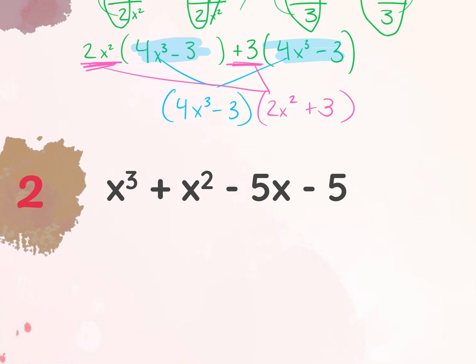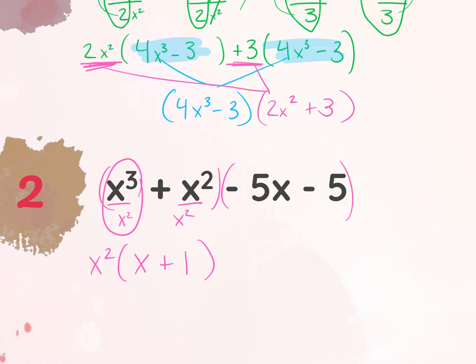All right, number 2. We have 4 terms. So we're going to group the first 2, group the second 2. What's the GCF in the first group? X squared. So x squared goes to the outside. When I divide out an x squared, what am I left with? Well, if I have 3 x's and I take 2 away, how many am I left with? Just 1 x. And then what's x squared divided by x squared? Is it nothing? What's 5 divided by 5? 1.